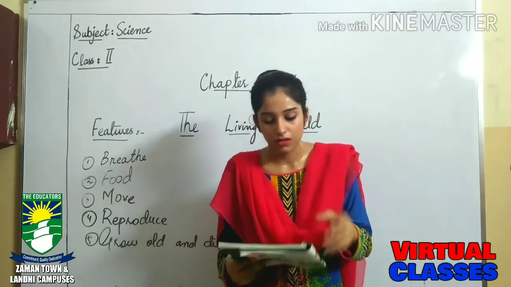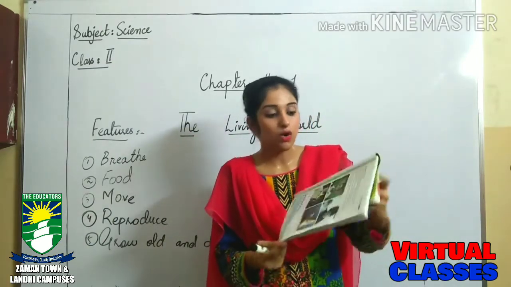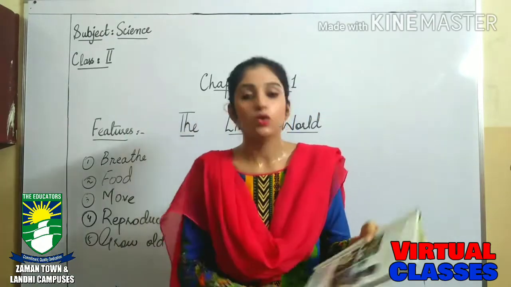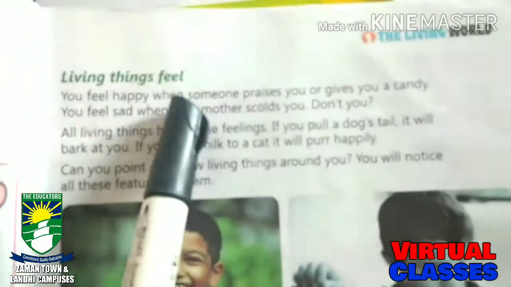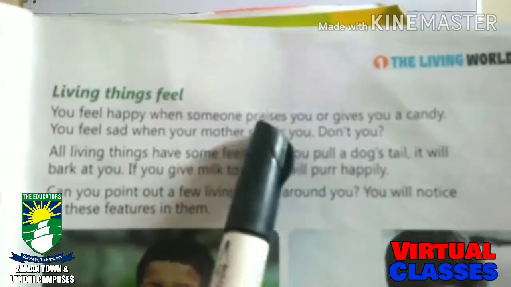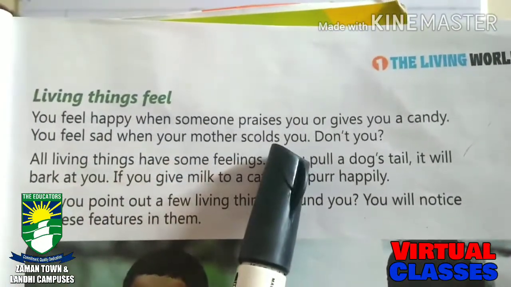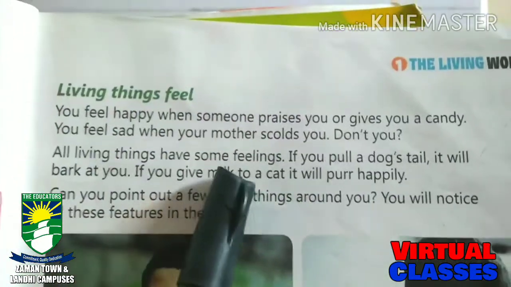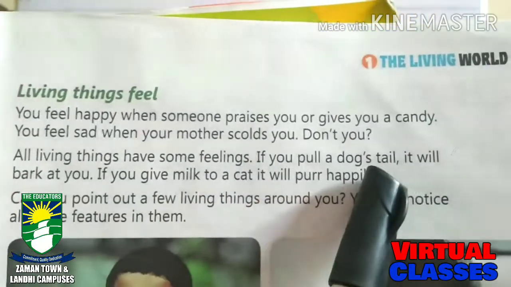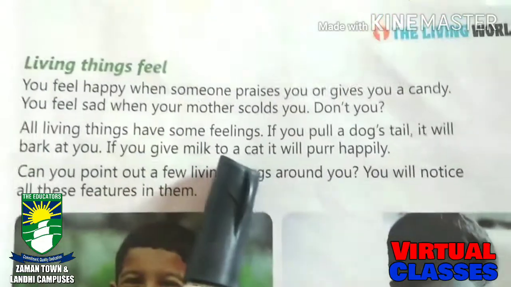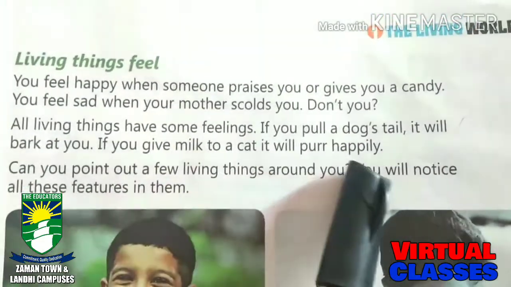Living things feel. Let's read about this first. Now, this is page number 7. Open page number 7. Put your finger. Look at this book. Living things feel. You feel happy when someone praises you or gives you a candy. You feel sad when your mother scolds you, don't you? All living things have some feelings. If you pull a dog's tail, it will bark at you. If you give milk to a cat, it will purr happily.